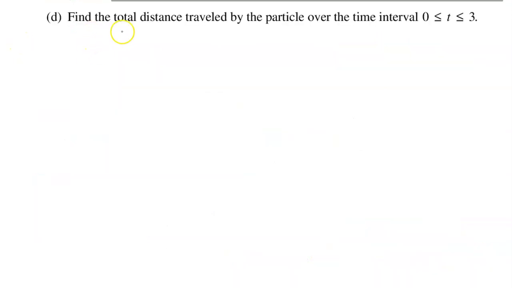Part D. Find the total distance traveled by the particle over the time interval from 0 to 3. We know that distance traveled is the integral of the velocity function, but you have to be careful. If I wrote it this way, this would mean the net distance traveled, not the total distance traveled. So we need to do the absolute value of velocity.